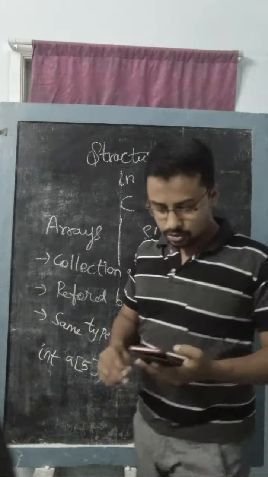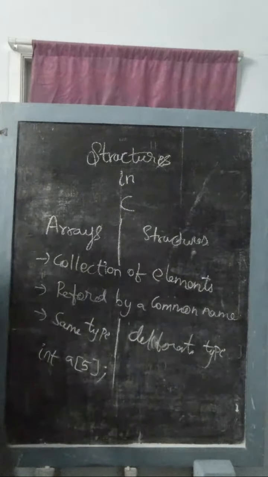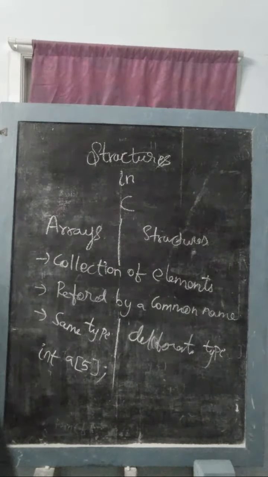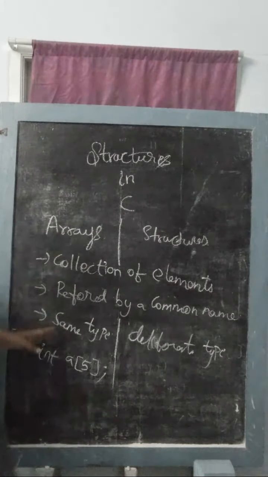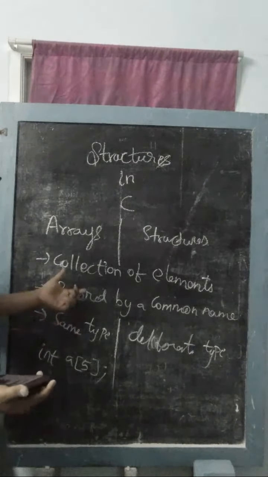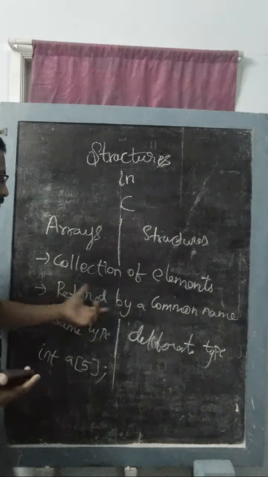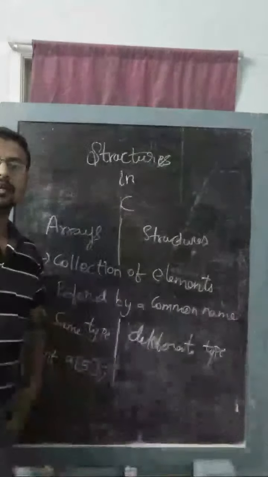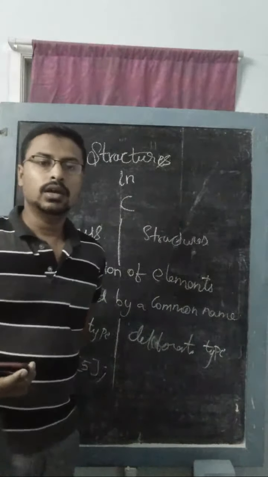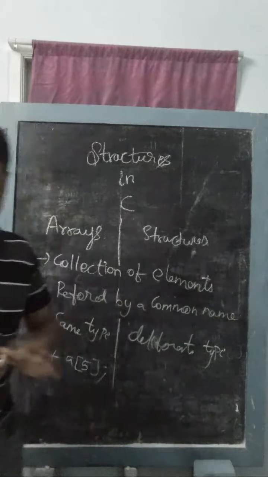So now you write it down. Structure is a data type, and it is a collection of elements which is referred to by a common name. All the elements are of different data types. So this is the common idea of structure.